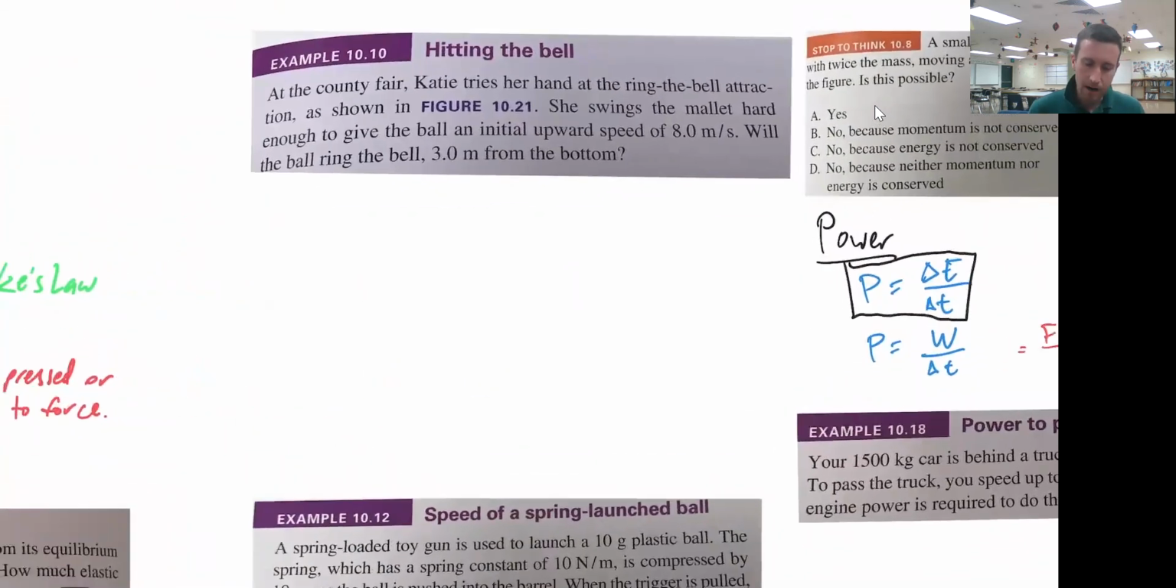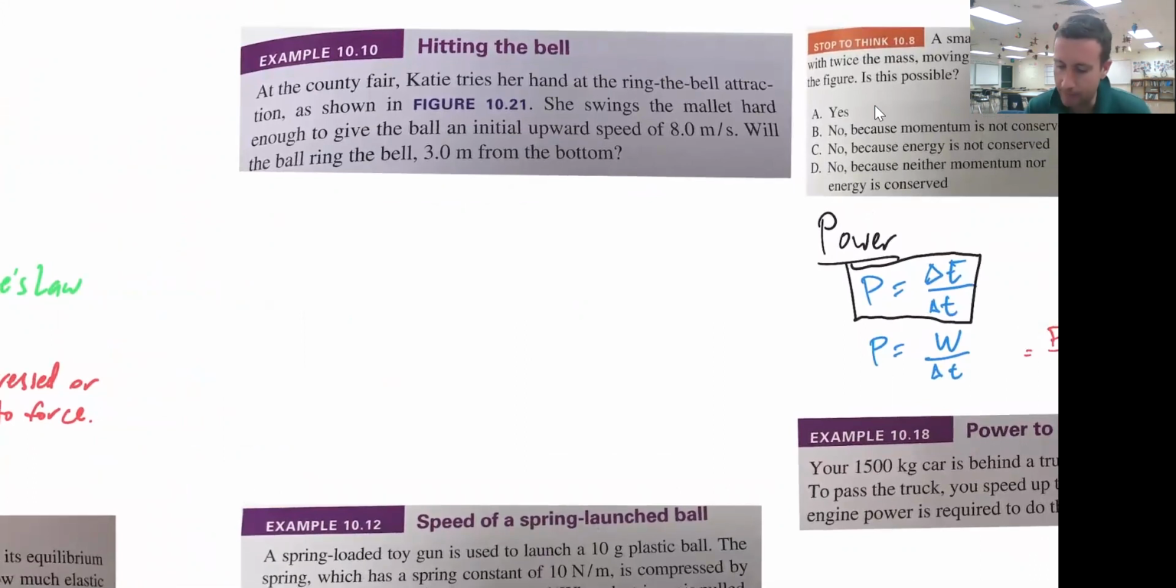So at the county fair, Katie tries her hand at the ring the bell attraction, as shown in figure 10.2. She swings the mallet hard enough to give the ball an initial upward speed of 8 meters per second. Will the ball ring the bell 3 meters from the bottom? 3 meters up. The bell is 3 meters above where the ball leaves. Okay. So I could do this with a change of energy, right? Energy at the beginning equals energy at the end.